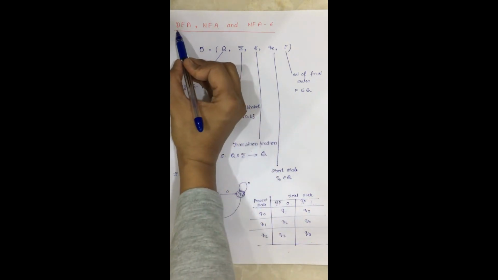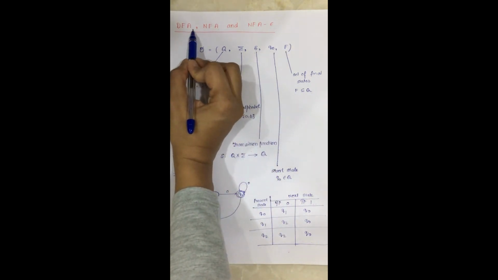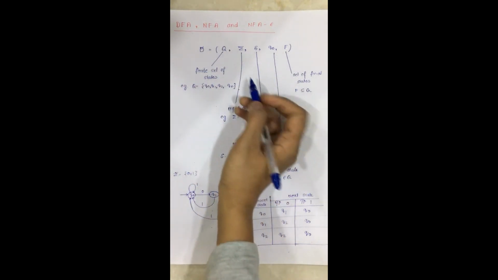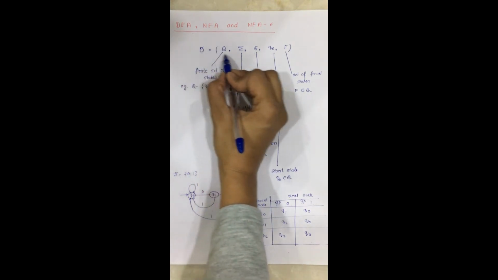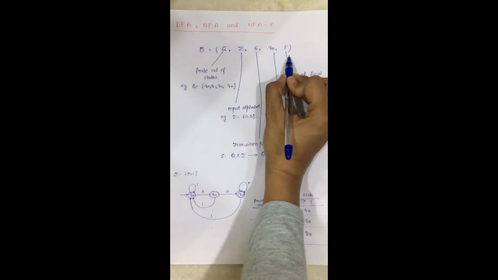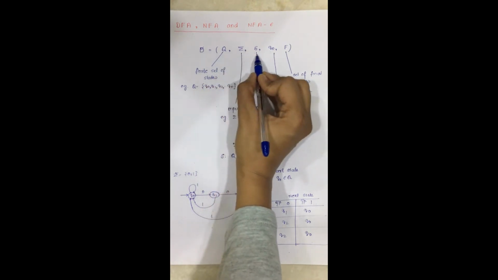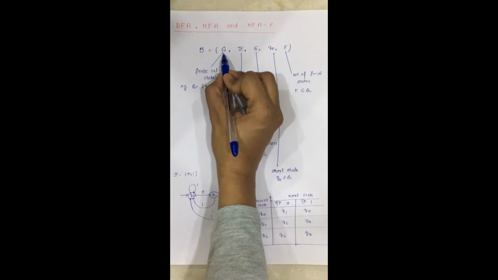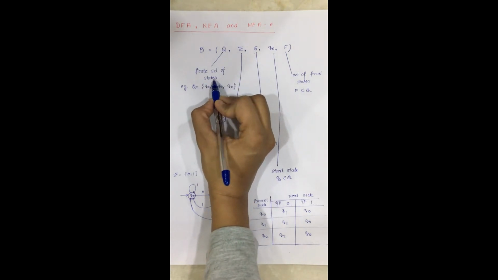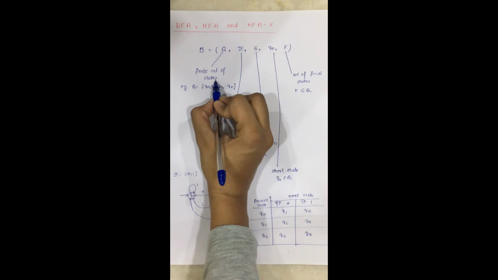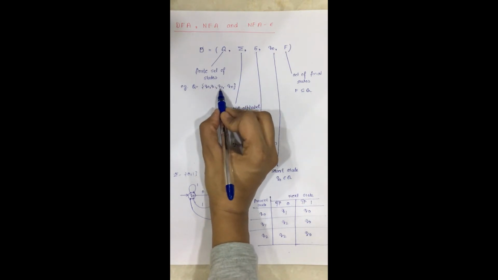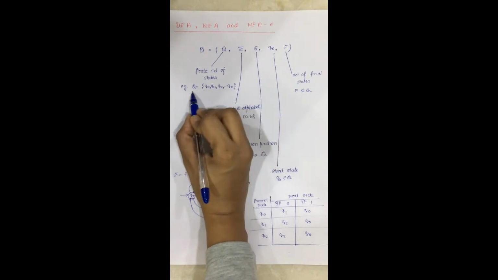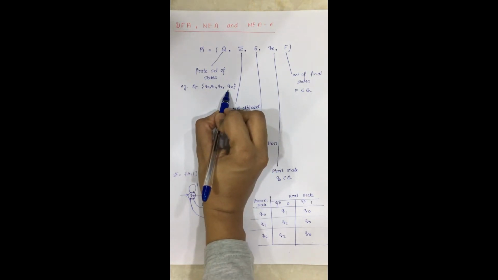First we will discuss deterministic finite automata, and its formal definition. Formally, a DFA can be defined using 5 tuples: capital Q, sigma, delta, Q naught and capital F. Capital Q stands for finite set of states. For example, a DFA has states like Q0, Q1, Q2 up to Qn, meaning n plus 1 states are there. So it can be written in the form of a set like this.